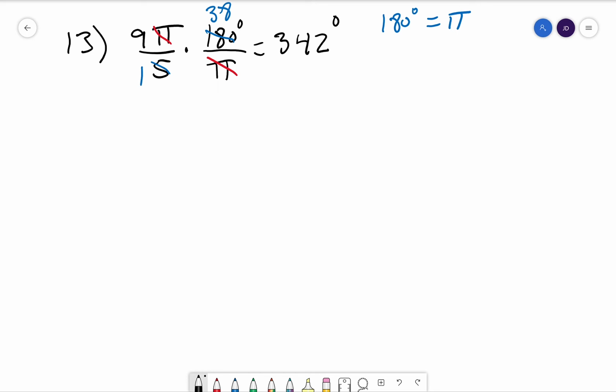Let me do number 14 for you. Is that a negative? Yeah, it is a negative. All right, so now we're going to do negative 5 pi over 3.